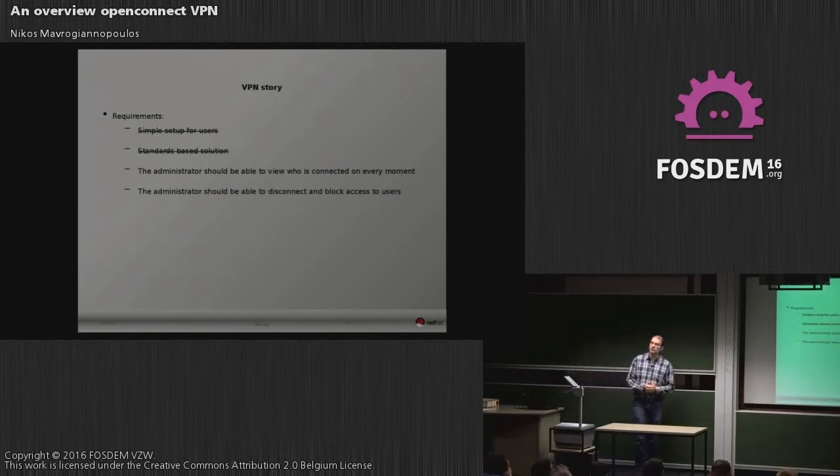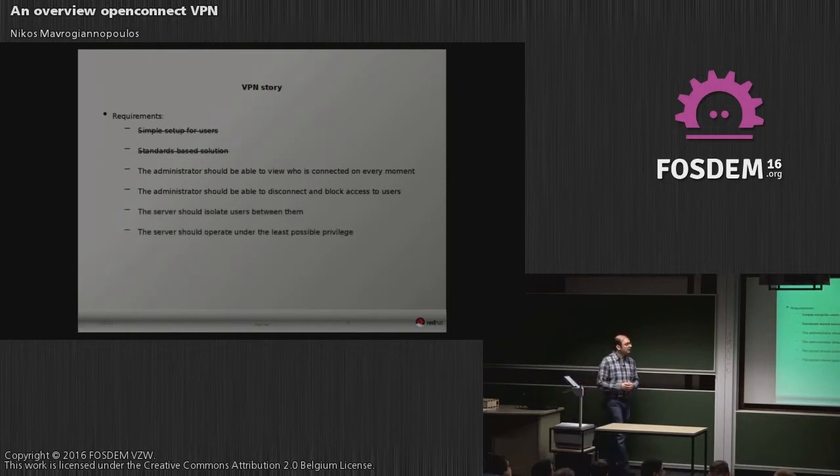So from the initial requirements, we had already fulfilled two, but there was no server side. So I decided to write this server side, and as I said, since I'm going to write the server side, let's make it better than any existing solution. So I wanted to isolate the users from each other, so that if there is a bug on the server, no user would be able to see the packets of another user. I also wanted to operate under the least possible privilege, so that if there is a bug in the handling code for the client, you will not be able to escalate and get control of the main system.